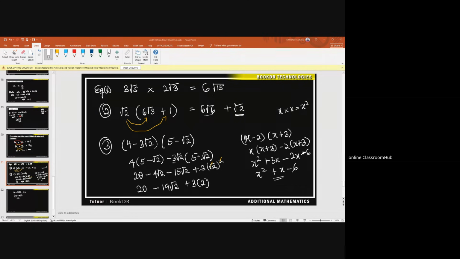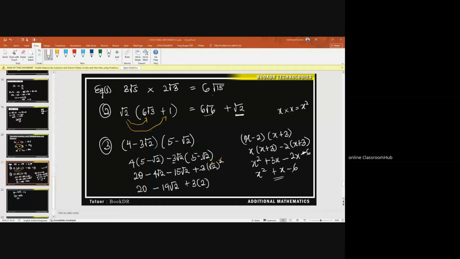So what we'll do is that every item in the first bracket will multiply every item in the second bracket. So the 4 is going to multiply the second bracket. That's what we have written here. Then the minus 3 root 2 will multiply the second bracket. That is what we have written here.